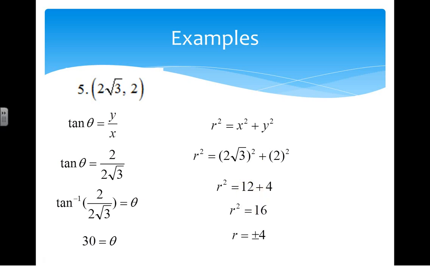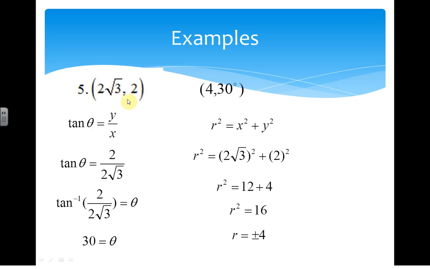R equals plus or minus 4. Again, be careful now. Now you actually have to pay attention. You need to figure out which one you need. Do we need the positive or do we need the negative? I didn't show it, but okay.